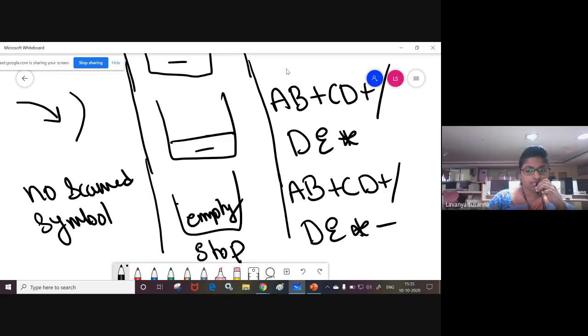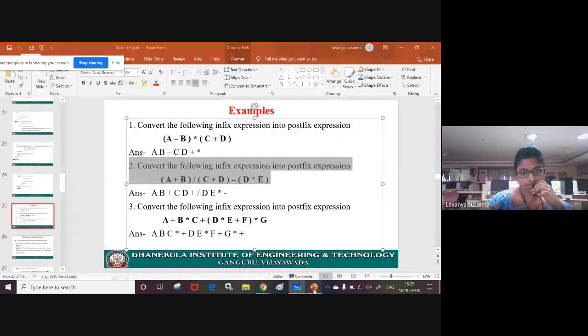Now this is the result: A B plus C D plus divided by D E star minus. This is the answer. This is the postfix expression for the given infix expression.